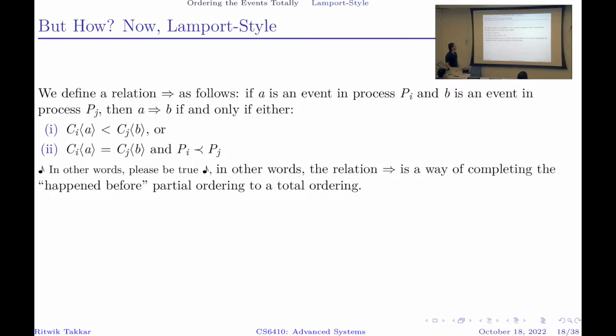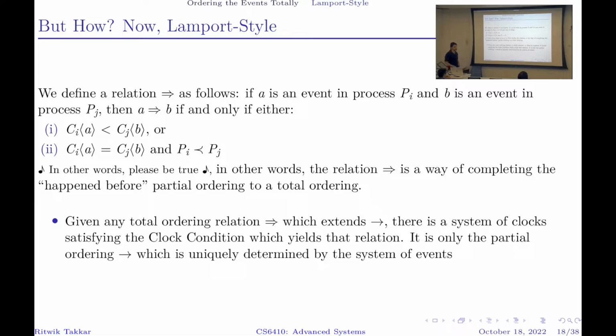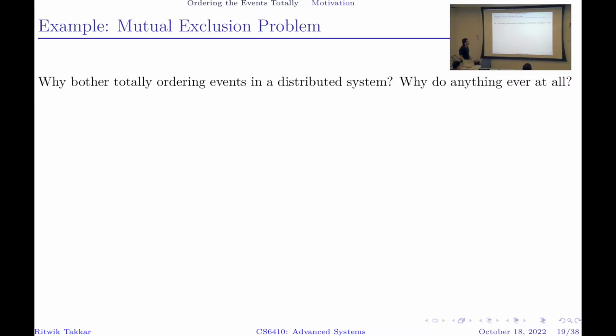This is how Lamport talked about it. So now you have this double right arrow to talk about this total ordering relation. It has to be either I or like 1 or 2, and the total ordering relation is a way of completing the happens-before partial ordering to a total ordering. So you need partial ordering before you do total ordering. It's an extension of the partial ordering. It's only the partial ordering which is uniquely determined by the system of events. So per unique partial ordering relationship, you'll have one total ordering relationship. What's the point of all this? Why do we care?